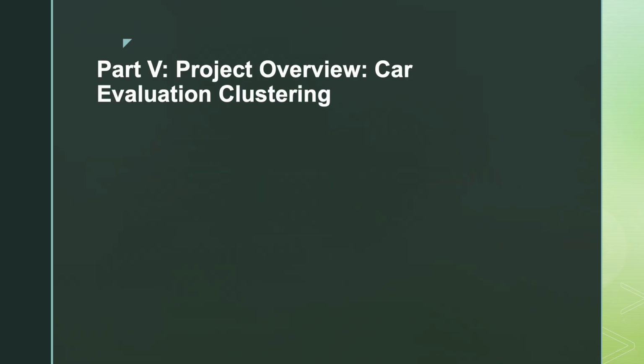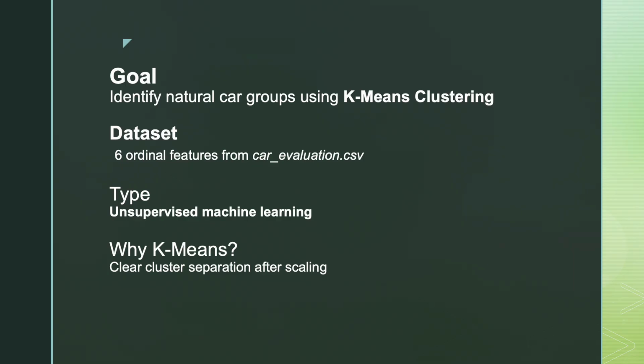Next, moving on to part 5 of the project, which is an unsupervised clustering project using the car evaluation dataset. Here, I used k-means to discover natural groupings of the cars based on 6 ordinal features: price, maintenance, doors, passengers, luggage, and safety. The evaluation column exists in the data, but it was not used for training so that we could validate cluster interpretability afterward.